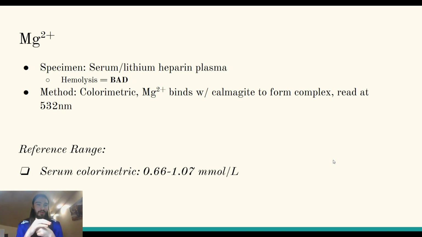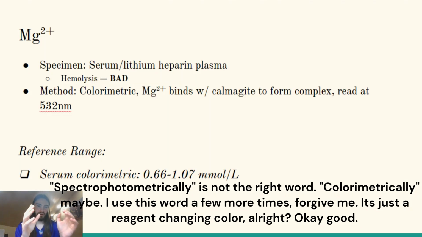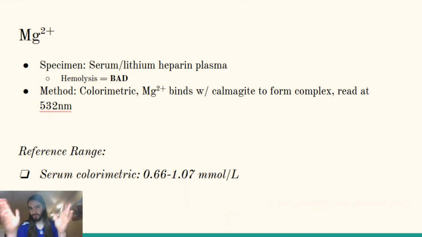With magnesium and the other two, so the last three electrolytes, the primary method of measuring them in modern laboratories is colorimetric. In magnesium's case, calmagite, I hope that's how you pronounce it, can bind to magnesium, and that will form a spectrophotometrically active complex that can be read at, in this case, 532 nanometers. That 532 nanometers is a wavelength on the visible spectrum. So it's just like a color, basically. And the reference range for you.